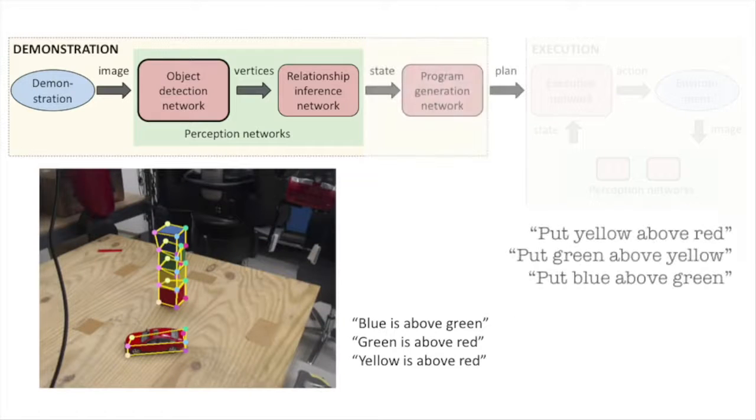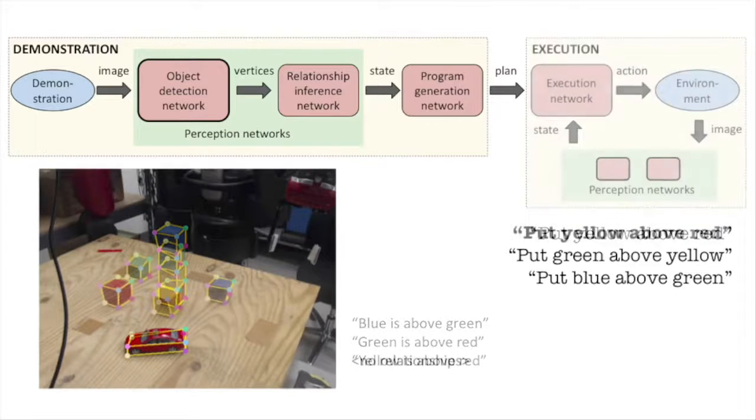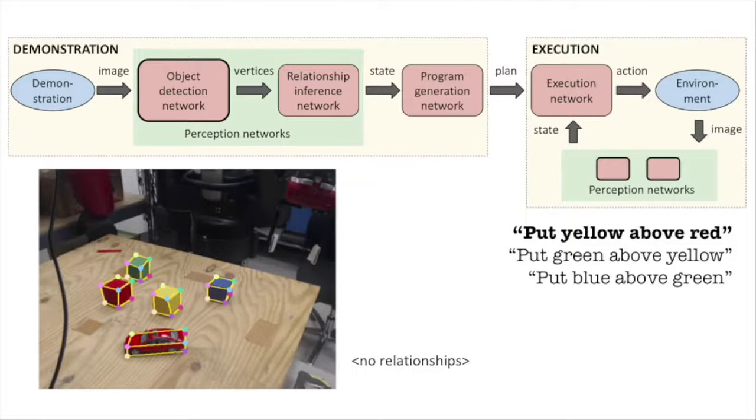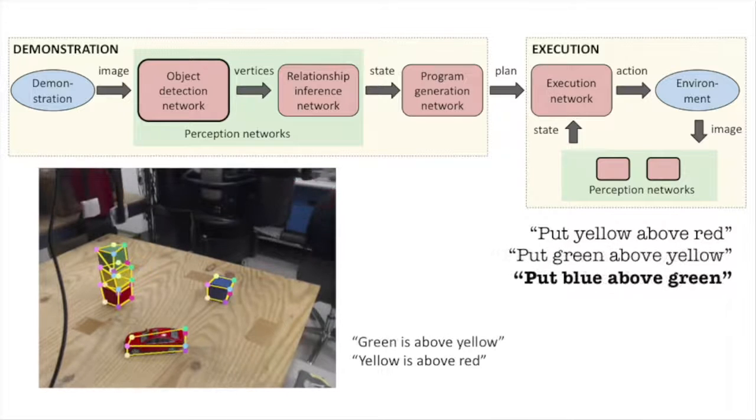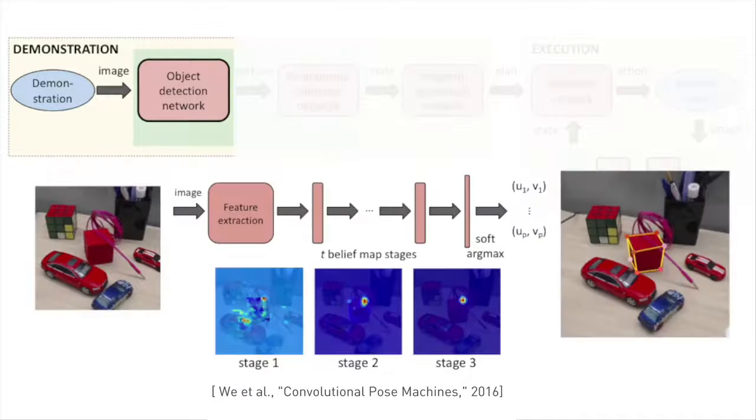The program generation network consumes observed object relationships and outputs a plan to reproduce the observed arrangement. Finally, the execution network guides the robot to reproduce the demonstration. Following the program, this network operates in a closed loop with the perception networks to select the correct pick and place operations. Using a structure inspired by convolutional pose machines, the network resolves pose ambiguities by multiple stages of processing.